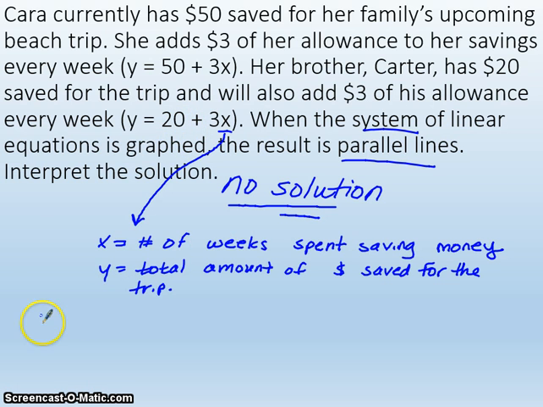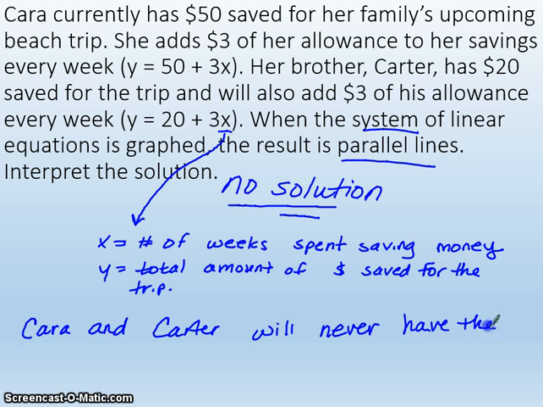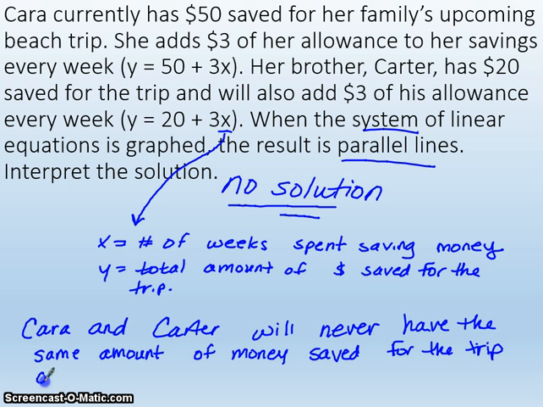So the solution is Kara and Carter will never have the same amount of money saved for the trip on the same week.